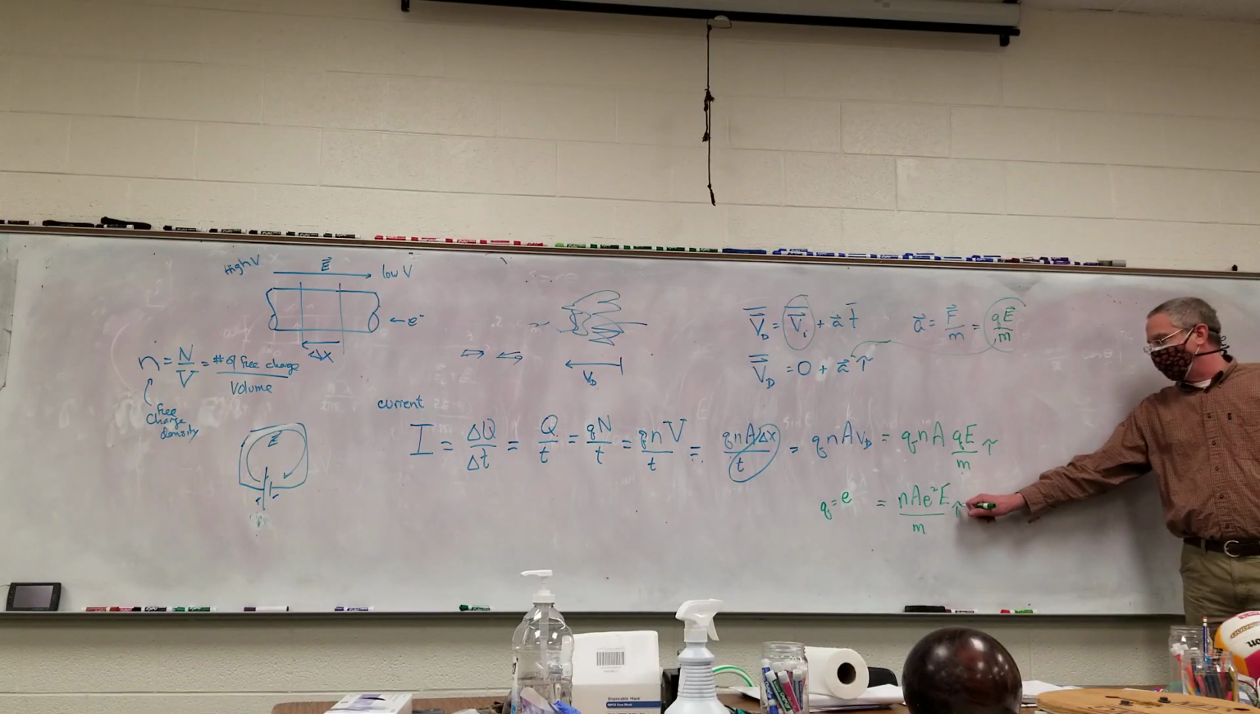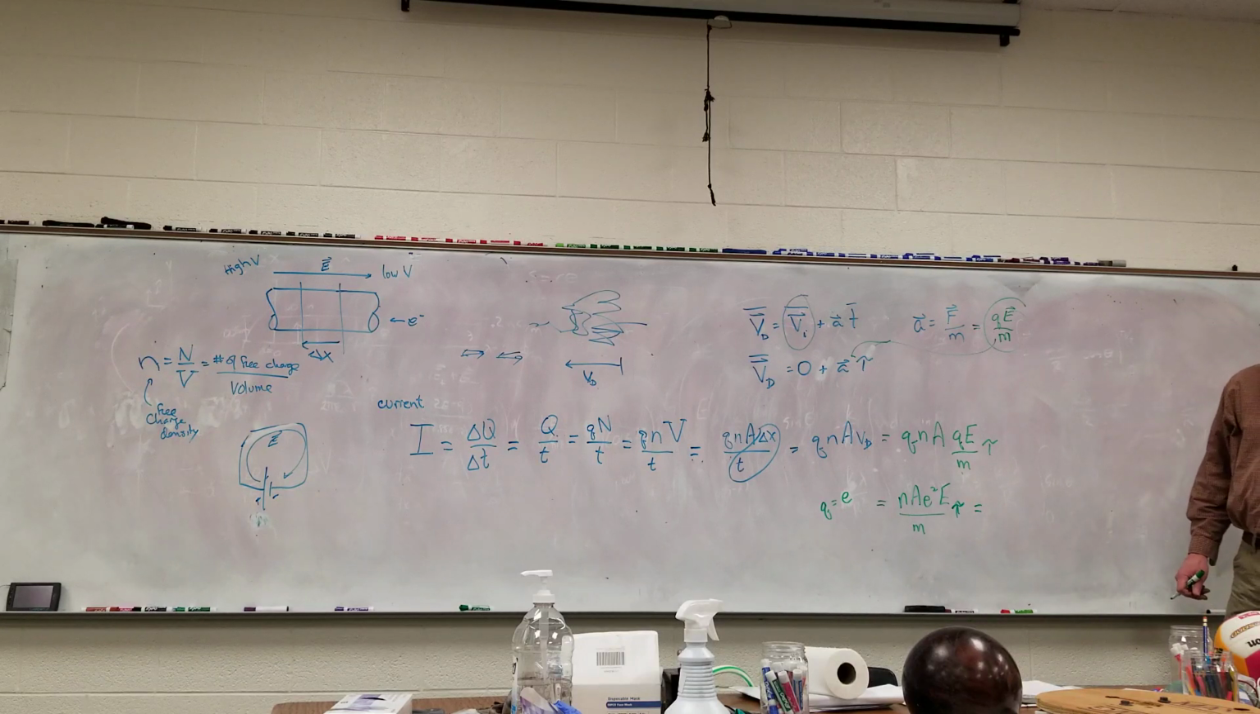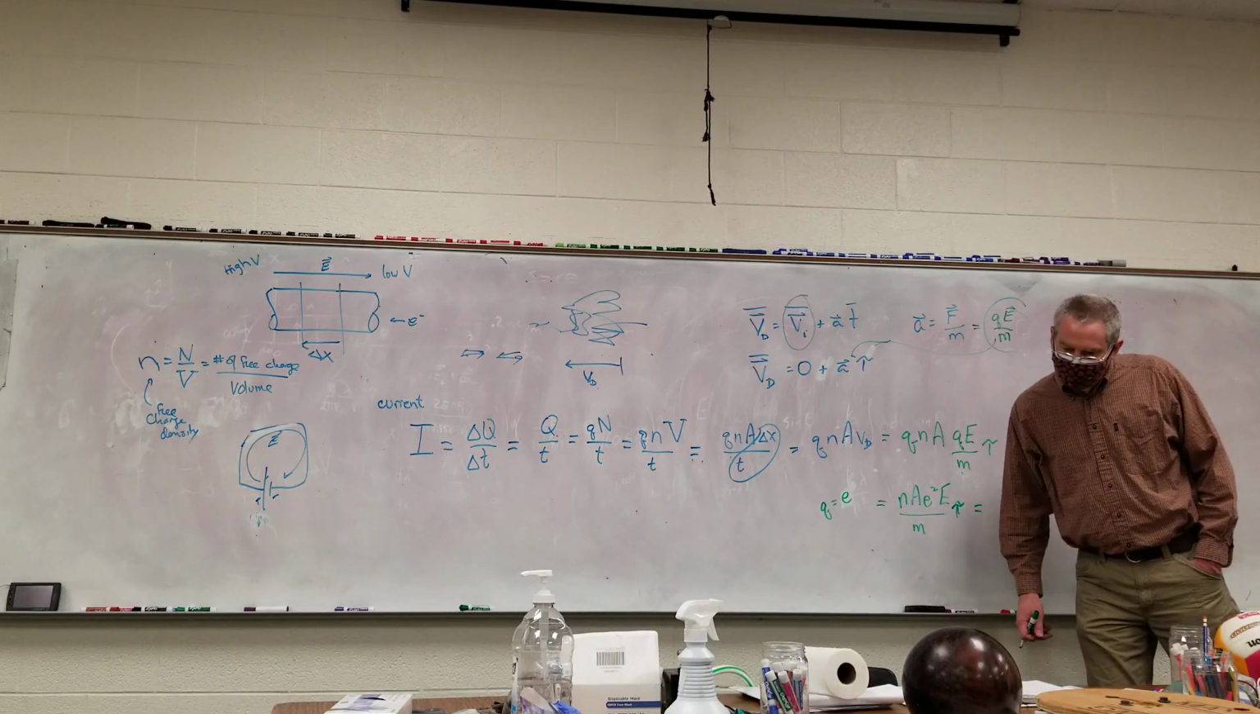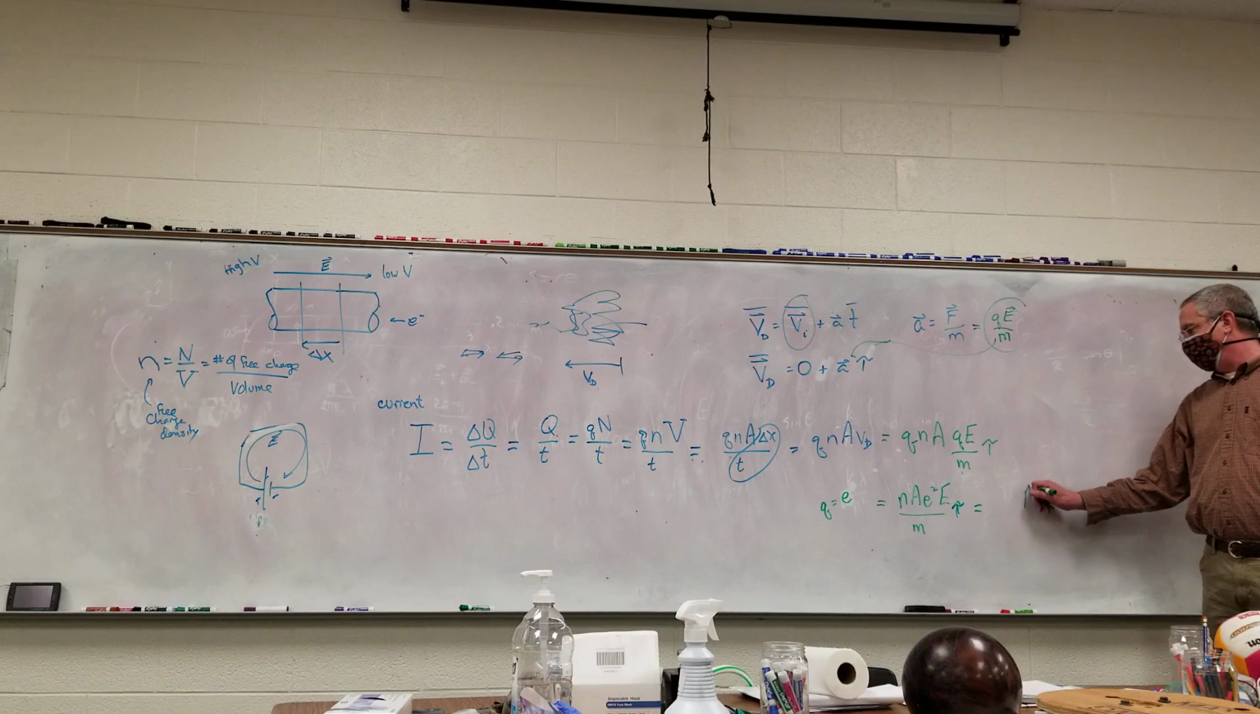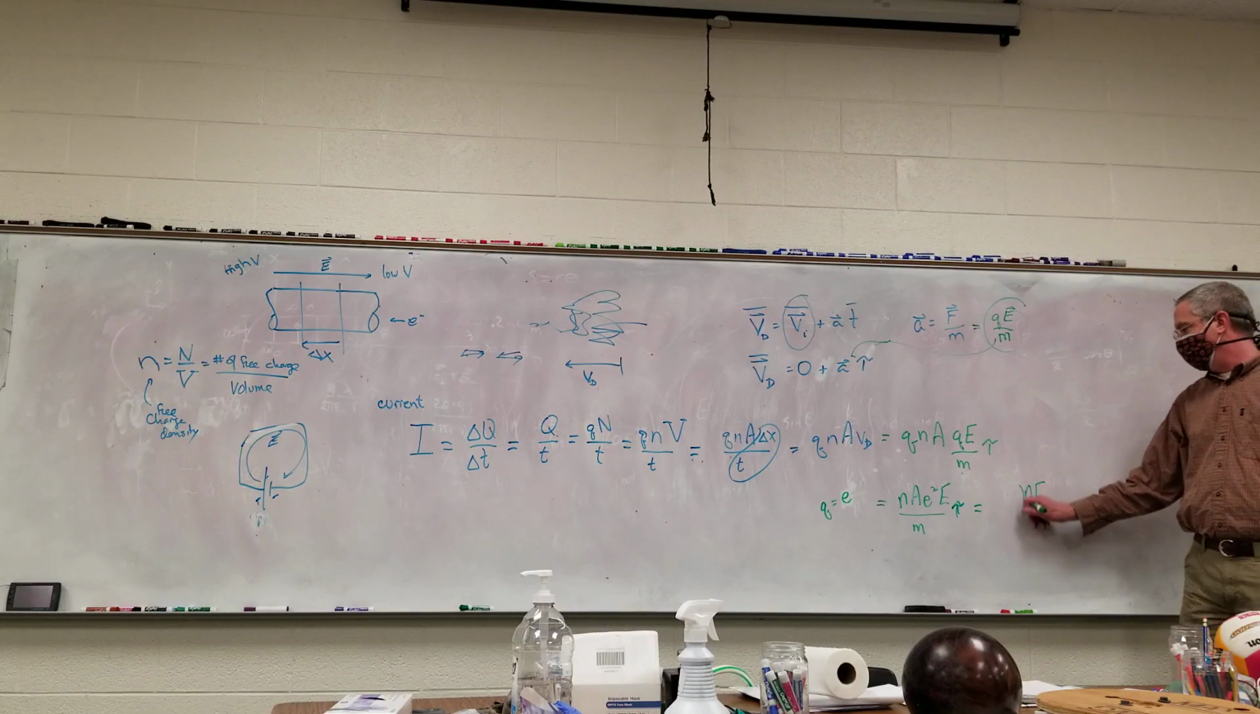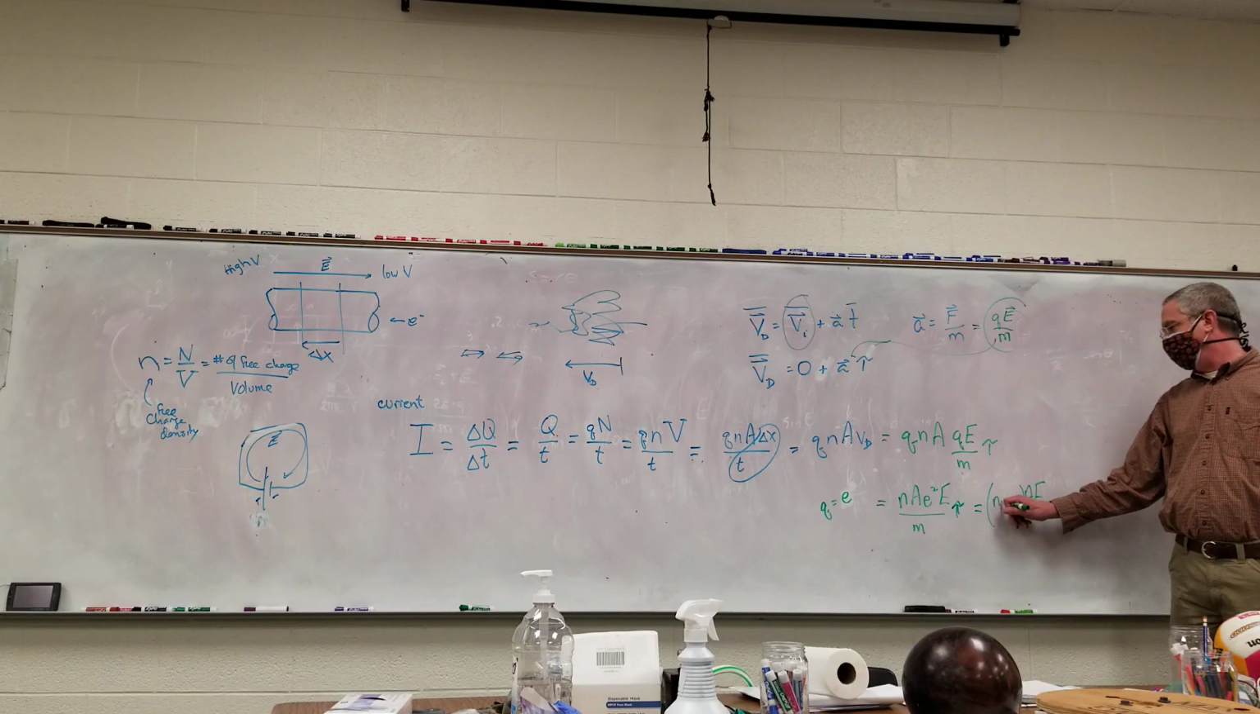I'm going to write this, that's a tau, slightly differently. I'll make sure I pull the right stuff out. I want to pull A and E out. So I'll pull the A out and the E out. And I want the n e squared tau over M. And that would be the mass of the electron at this point.